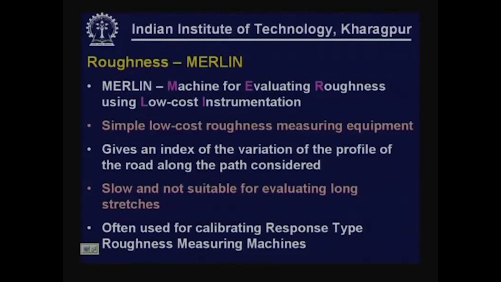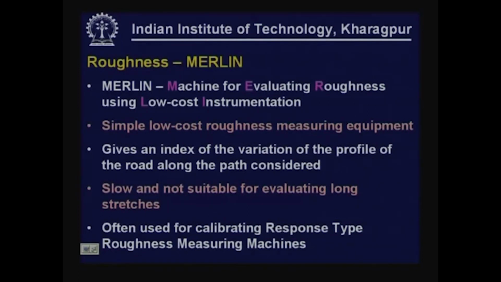Another very simple equipment that we normally use for measuring roughness is the Merlin equipment. Merlin stands for Machine for Evaluating Roughness using Low Cost Instrumentation, MERLIN. This is a very low cost equipment compared to all the other equipment that we use for measuring roughness, such as the fifth wheel bump integrator, and it is simple to operate. This gives an index of the variation of the profile of the road along the path considered. That is what any roughness machine is trying to measure.